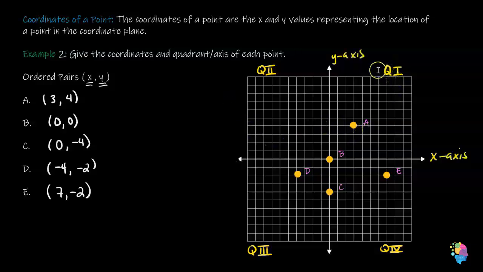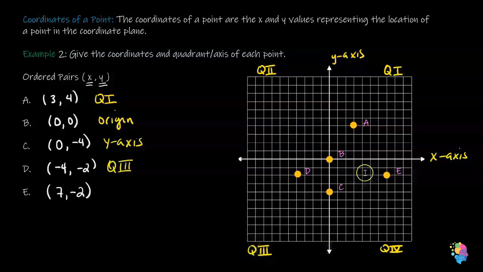A is in quadrant 1. B is in the center, so that one is the origin. C is on the y-axis. D is down here. Here's D in quadrant 3. And then E is down here on the bottom right. So E is in quadrant 4.